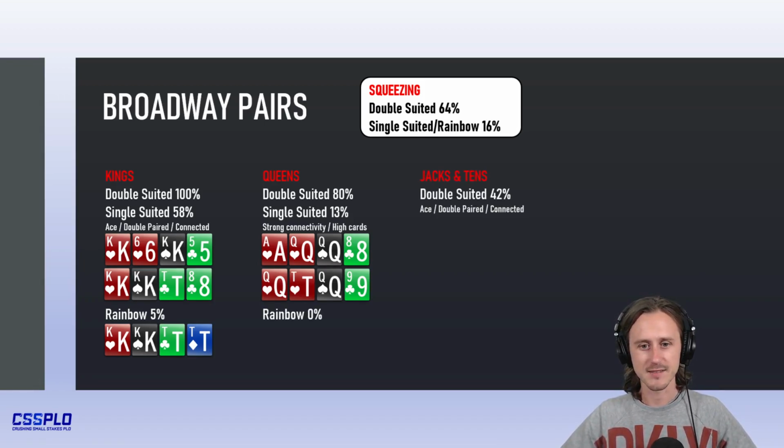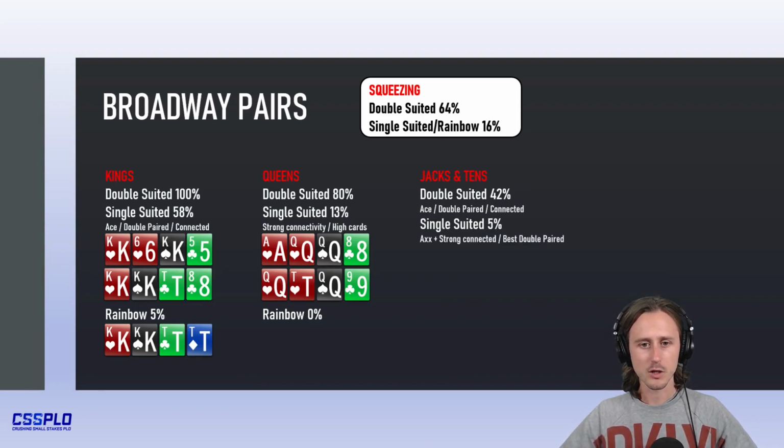Let's look at jacks and 10s here. When double suited, already again a massive drop. Now only 42% of them are being squeezed. We must have an ace in our hand. We must be double paired or extremely well connected here to consider squeezing with these types of hands.